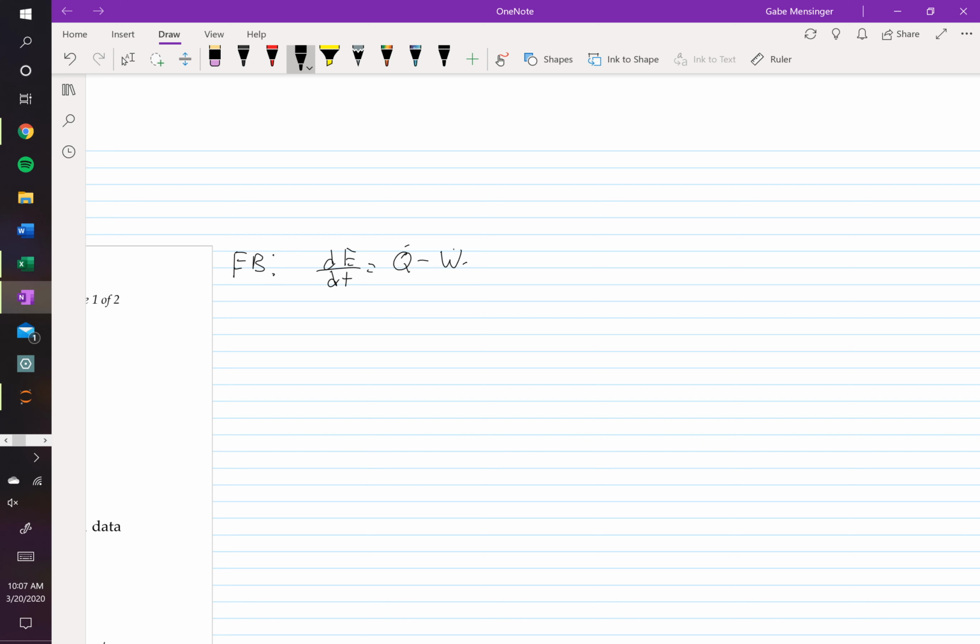Q dot times XEB minus FB naught theta I CPI times T minus T naught. And then start canceling out terms. So we know we're at steady state, so our differential goes to 0. We know we have no shaft work, so that goes to 0.